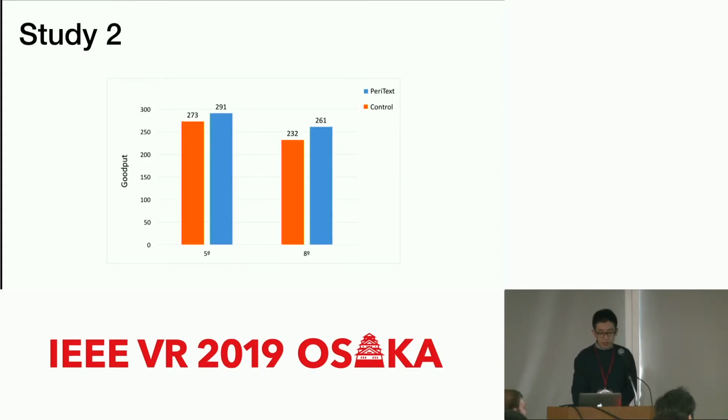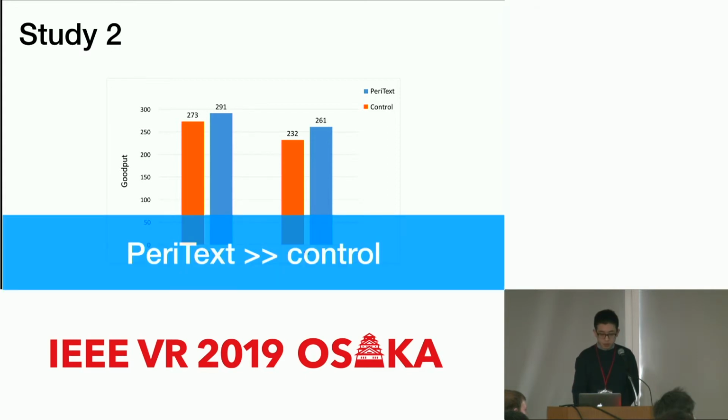We calculated the reading throughput from 8 participants under different conditions. The results show that PeriText achieved significantly higher throughput values than control text for both 5-degree and 8-degree eccentricities.